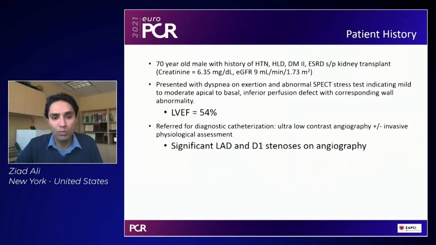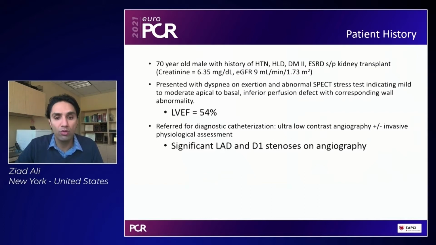So let's go through our case, which has many of the teaching points that are germane to bifurcation physiology-guided ultra-low contrast PCI. 70-year-old male with a history of hypertension, hyperlipidemia, type 2 diabetes, end-stage renal disease who's had a kidney transplant with a very high creatinine and an eGFR of only 9. Patient has been stable off dialysis for several years, presented with dyspnea on exertion and an abnormal SPECT stress test with evidence of ischemia, but a normal ventricular function. He was referred for diagnostic cardiac catheterization and ultra-low contrast angiography and invasive physiological assessment.